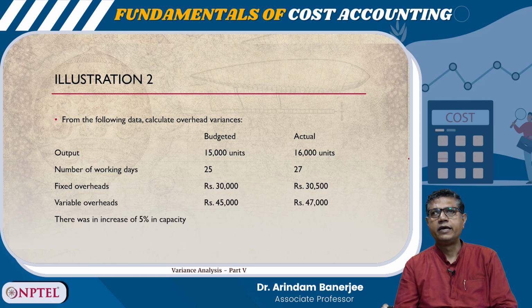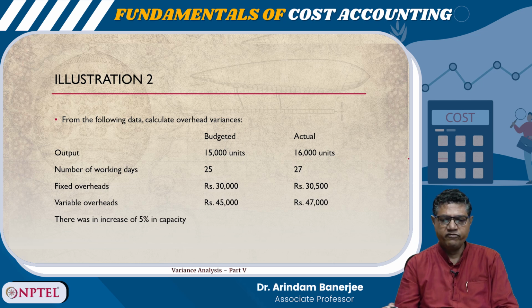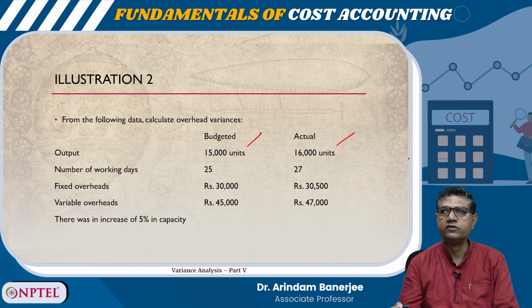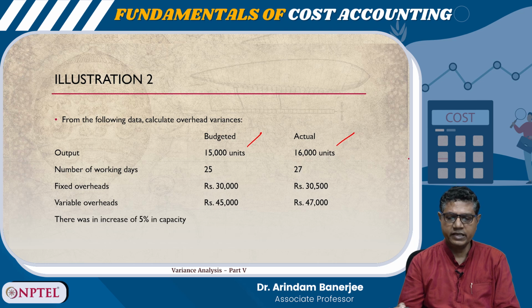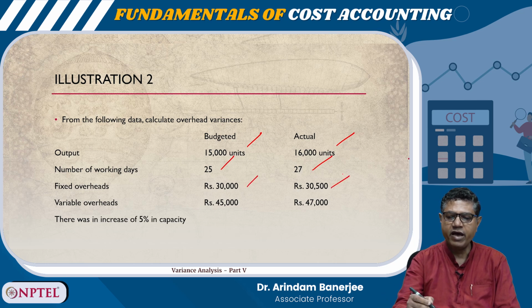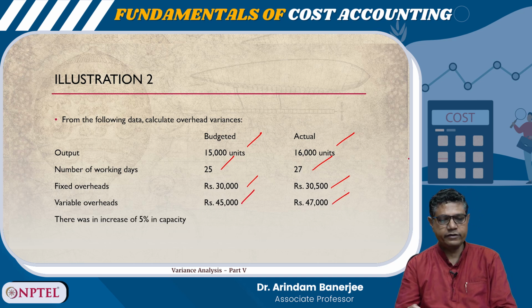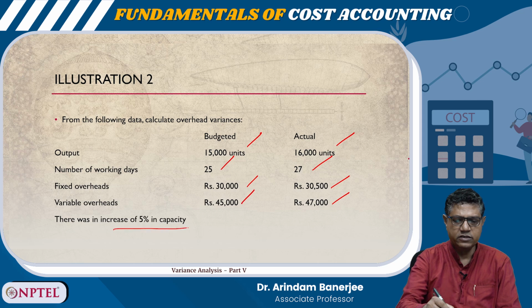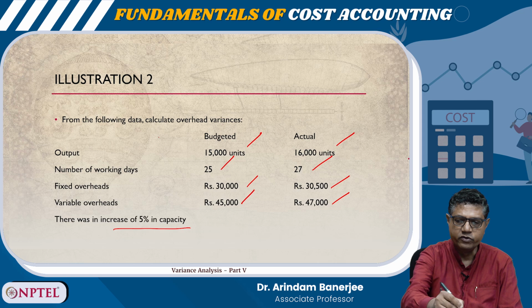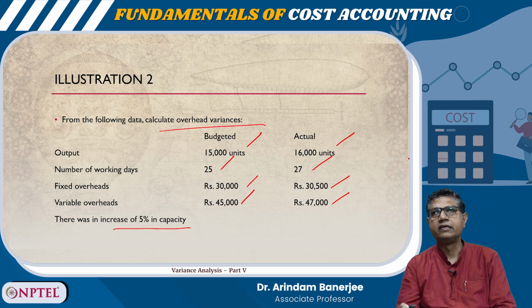Illustration 2, right. Output 15,000 units budgeted, actual 16,000 units. Number of working days 25 budgeted, 27 actual. Fixed overhead 30,000 budgeted, 30,500 actual. Variable overhead 45,000 budgeted, 47,000 actual. There was an increase of 5% in capacity, right. From this you need to calculate the overhead variances.